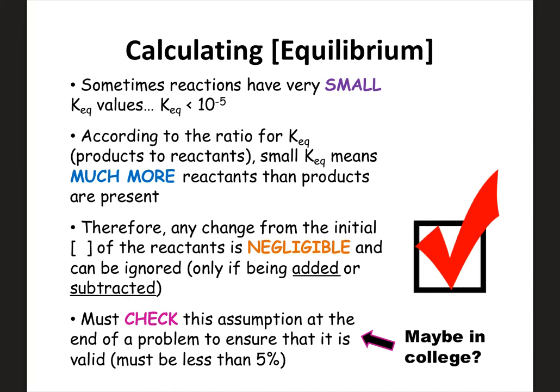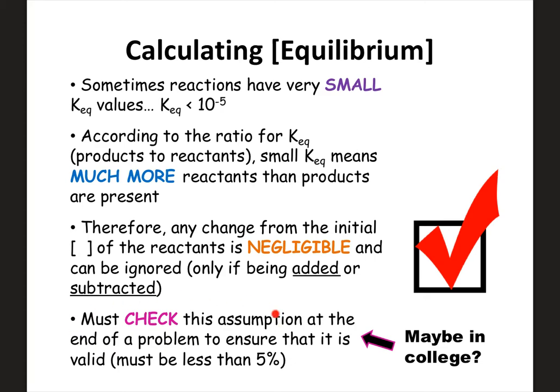Okay, so basically what we're saying here is when you have these really low Keq values, we can ignore the change if it's being added or subtracted, and it will make the math much easier. Okay, and I'll show you what that means here.